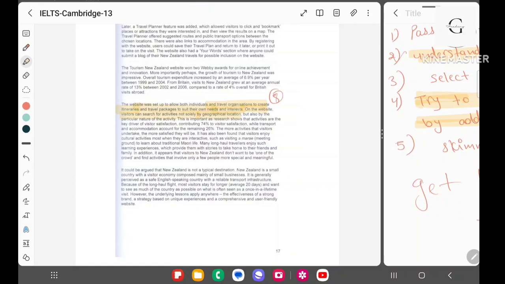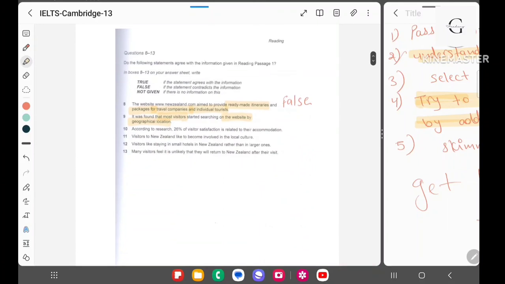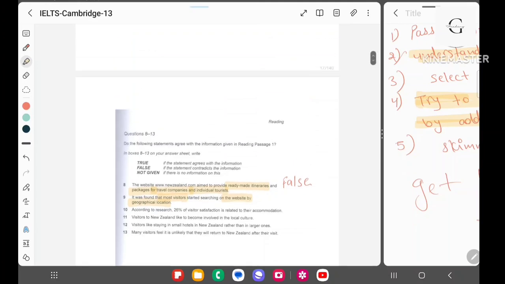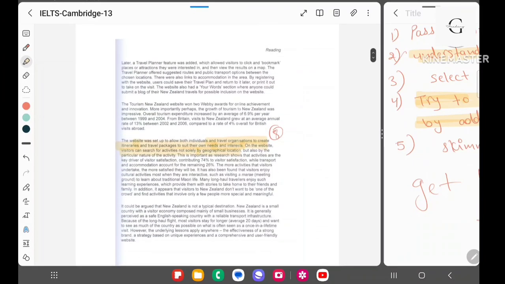So the question was कि जो most visitors थे वो क्या कर रहे थे, सर्च आउट कर रहे थे वेबसाइट बाय जियोग्राफिकल लोकेशन. तो क्या उन्होंने जो जियोग्राफिकल लोकेशन के लिए ज़्यादा वेबसाइट को सर्च किया, most visitors started searching. Let's see, क्या उन्होंने ज़्यादा लोगों की कम लोगों की बात कर रखी है? If they are talking about the most and few, then answer is true and false. अगर उन्होंने नहीं बता रखा कि कितने लोग थे या वो कम थे या ज़्यादा थे, the answer will be not given.